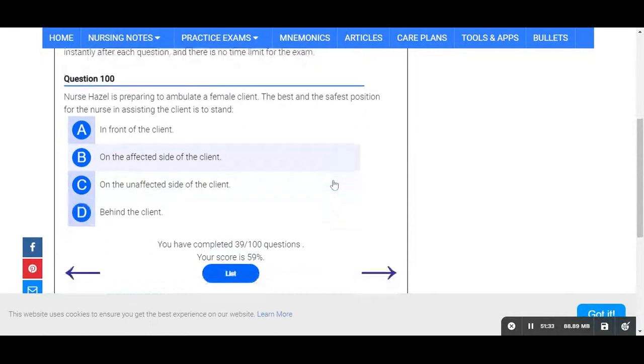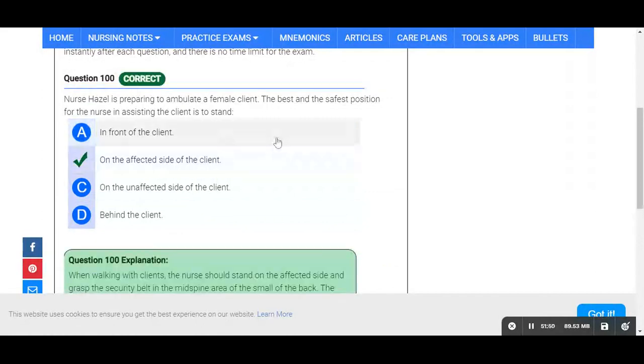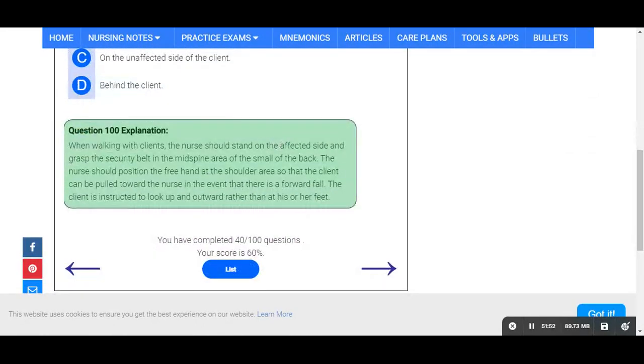And for the last question of the day, Nurse Hazel is preparing to ambulate a female client. The best and safest position for the nurse in assisting the client is to stand in front of the client, on the affected side, on the unaffected side, or behind the client. On the affected side. Right, correct. When walking with clients, the nurse should stand on the affected side and grasp the security belt in the midspine area of the small of the back. The nurse should position the free hand at the shoulder area so that the client can be pulled toward the nurse in the event that there is a forward fall. The client is instructed to look up and outward rather than at his or her feet.